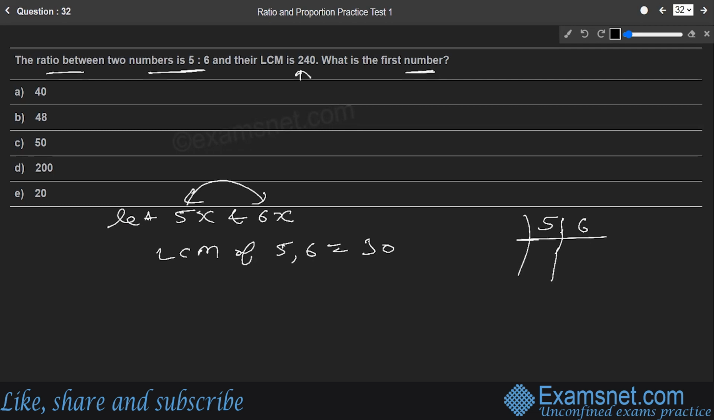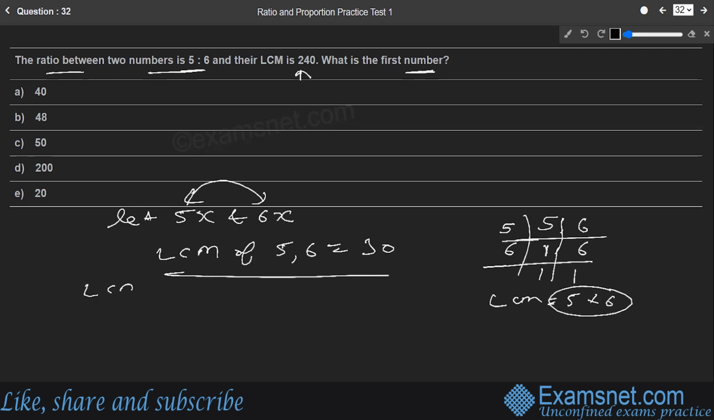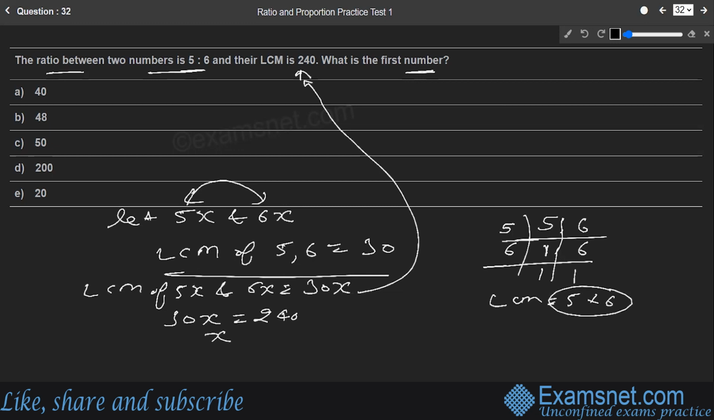There is no common factor that can divide both 5 and 6, so we start with 5 first. Dividing 5 by 1, 6 remains as it is. Then we divide by 6, so it will be 1 and 1. So the LCM becomes simply 5 into 6, that is 30. So the LCM of 5x and 6x will be 30x, and they have given this LCM as 240. So we equate 30x equal to 240, which gives the x value as 8.